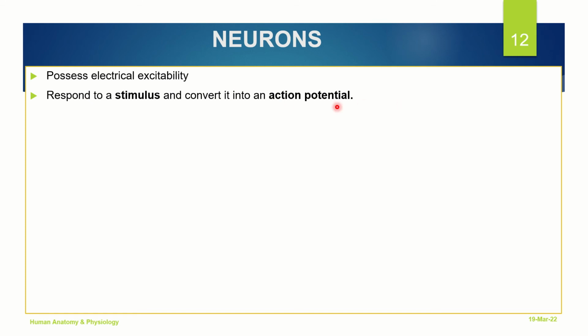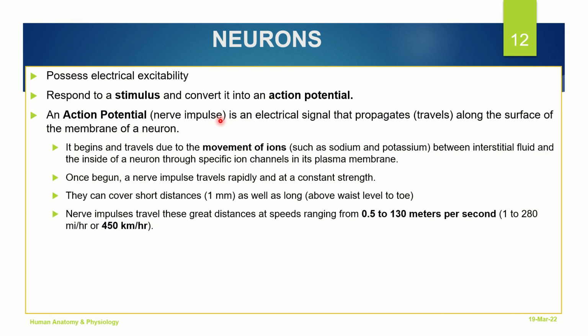So what is an action potential? An action potential is nothing but a nerve impulse. It is an electrical signal which propagates, or rather travels, along the surface of the membrane of a neuron. It begins and travels due to the movement of ions.